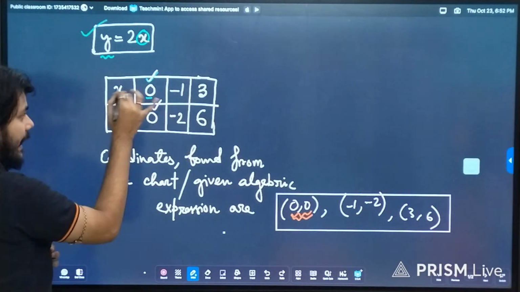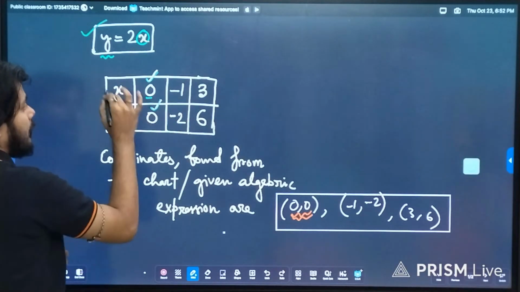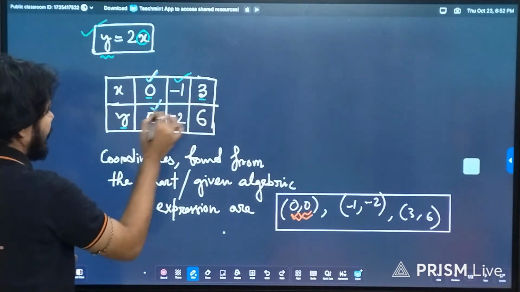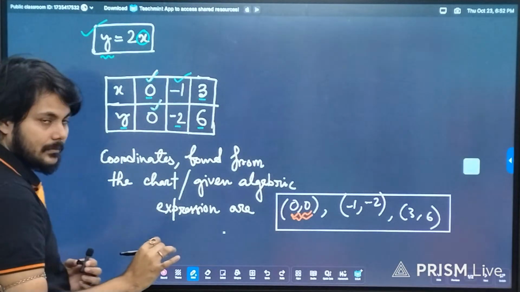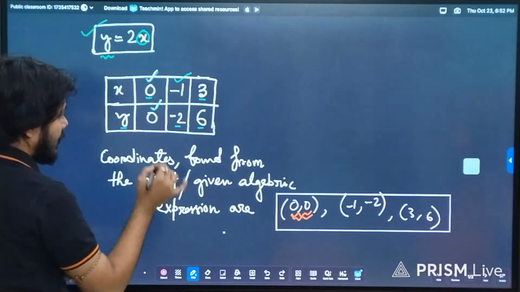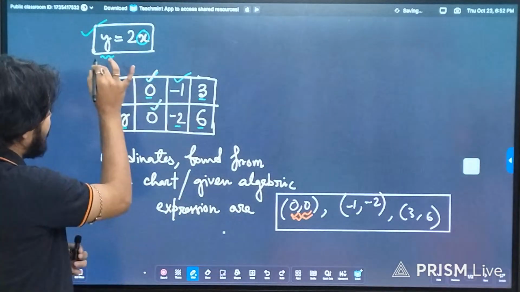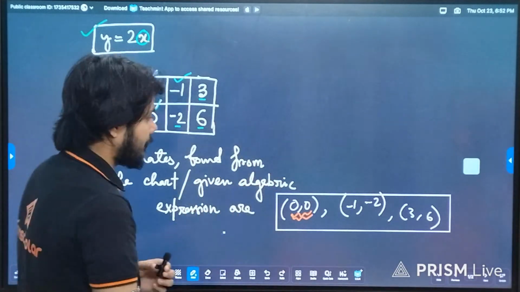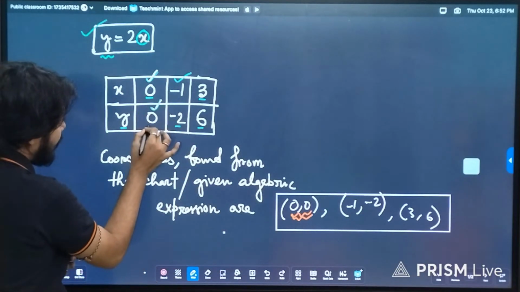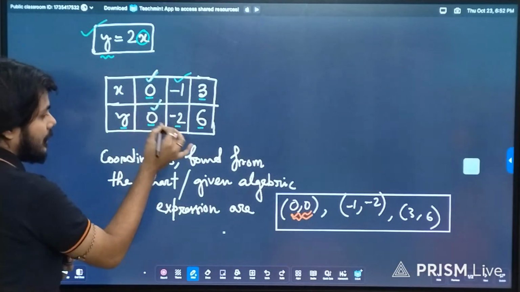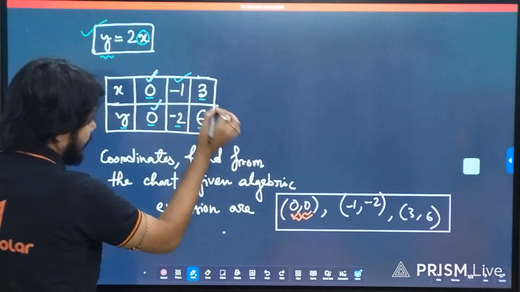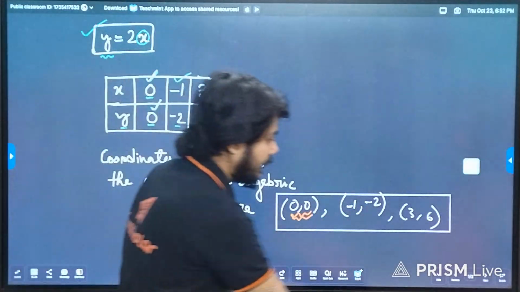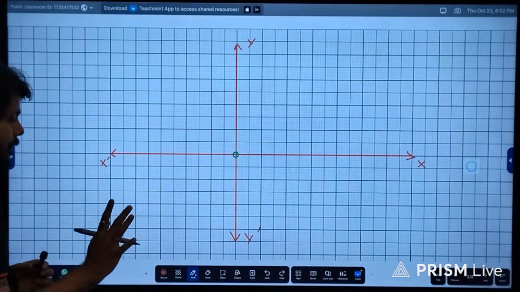For x equal to 0, we will get y equal to 0. For x equal to minus 1, we will get the value of y as minus 2. And if x becomes 3, then y will become 6. Easy? Now, what will be the coordinates for this particular algebraic expression that we need to plot on the Cartesian plane? The first coordinate will be 0 comma 0, first x then y, then minus 1 comma minus 2, then 3 comma 6. These will be the three coordinates that we are going to plot in the next page.